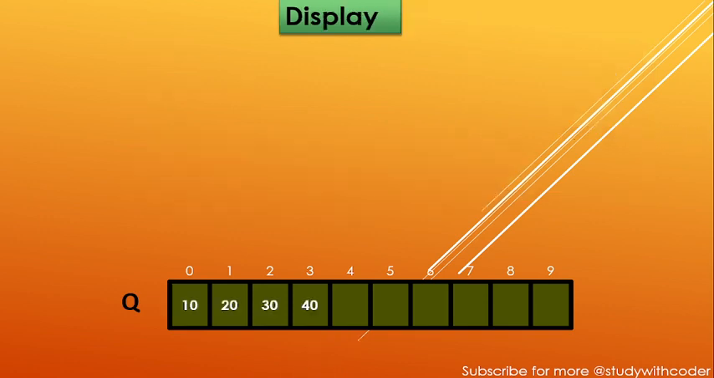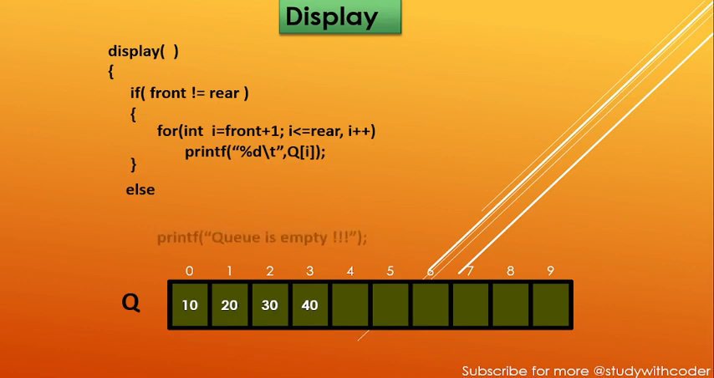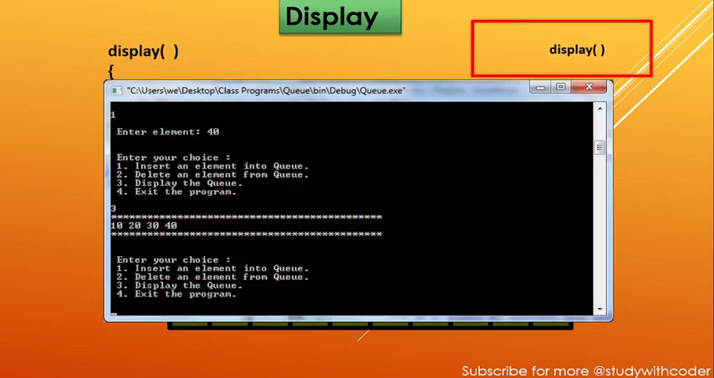Then the display function. If front is not equal to rear, for int i equal to front plus 1, and i is less than or equal to rear, increment i by 1. Then print the elements in the queue, and else the queue is empty. This is the display of the elements of a queue.